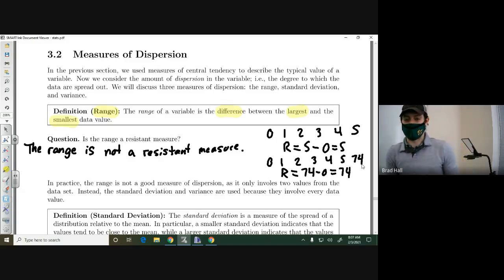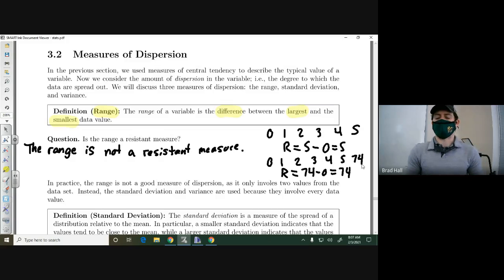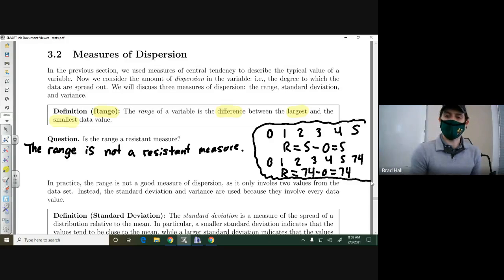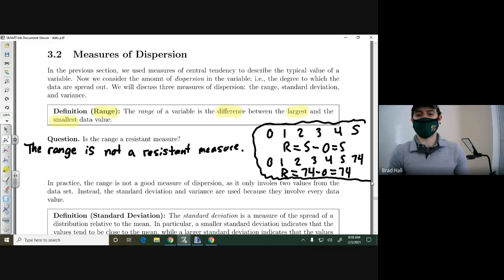It's that significant change that shows us that the range is not resistant to extreme values, because the range is based off of what could possibly be an extreme value. It's based off of two values, the smallest one and the largest one. What does it mean for a value to be extreme? It's either super large or super small. So this is not a resistant measure. And off to the right here is an example why.